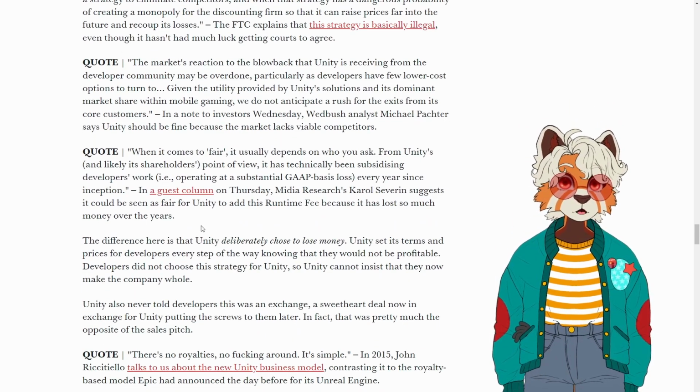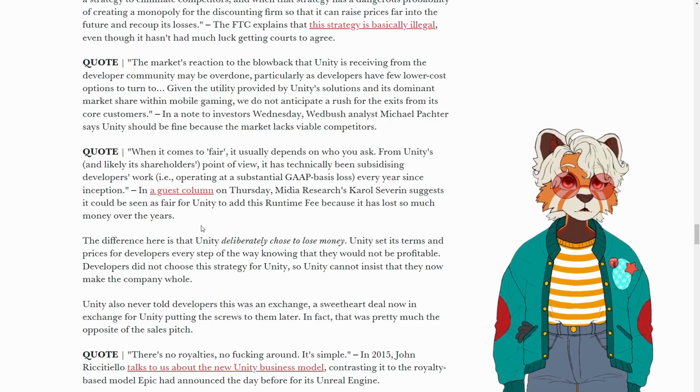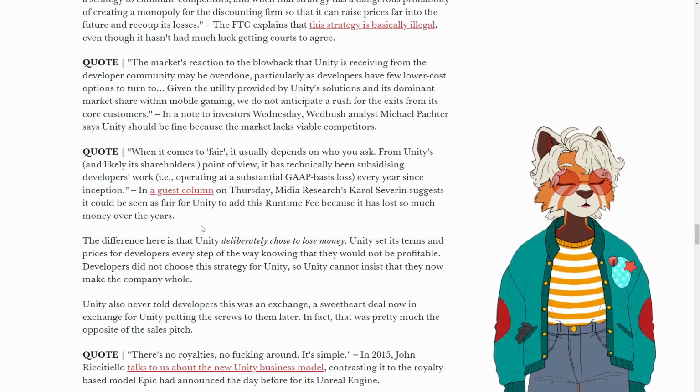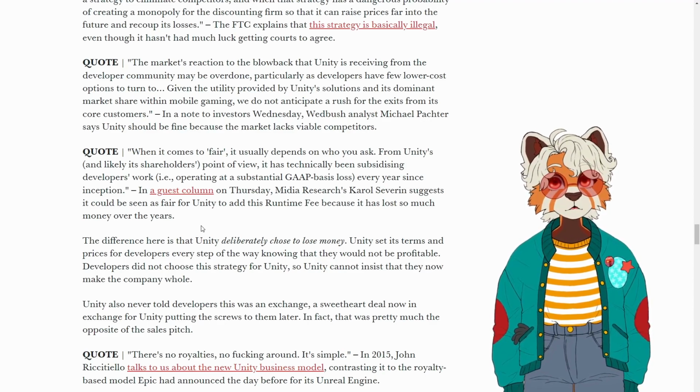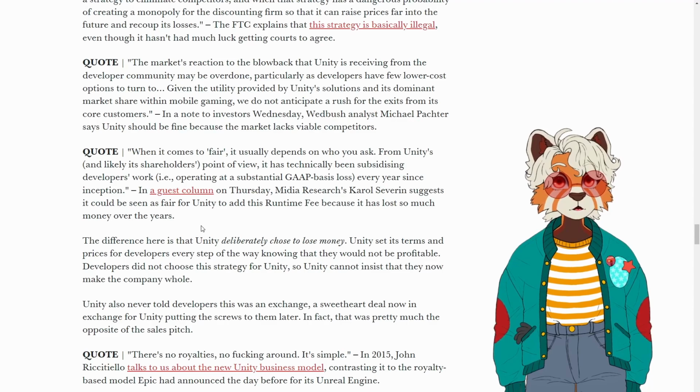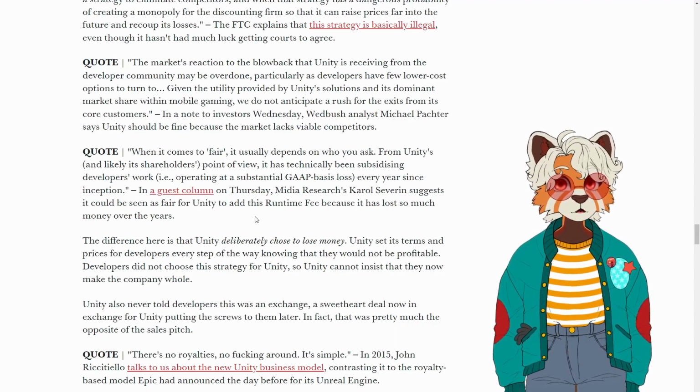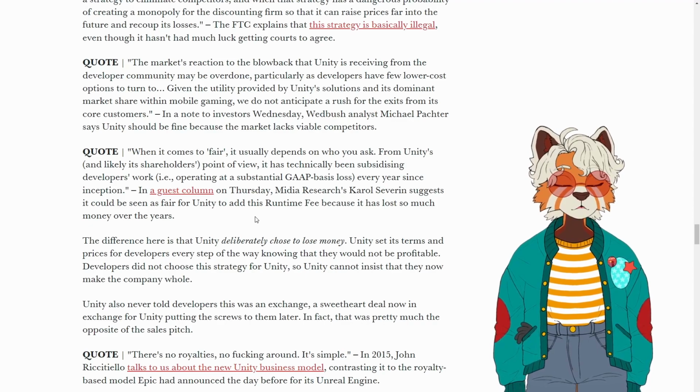Quote, "When it comes to fair, it usually depends on who you ask. From Unity, and likely its shareholders' point of view, it has technically been subsidizing developers' work, i.e. operating at a substantial GAAP basis loss, every year since inception." In a guest column from media researcher Carol Severin, it suggests it should be seen as fair for Unity to add this runtime fee because it has lost so much money over the years.